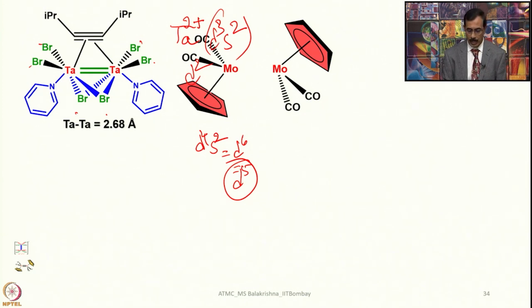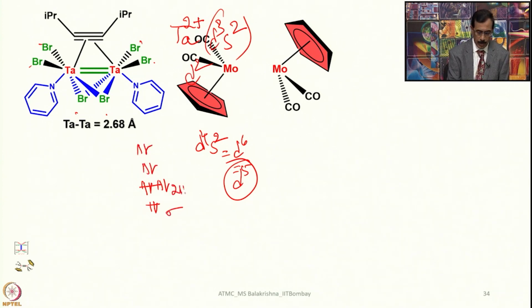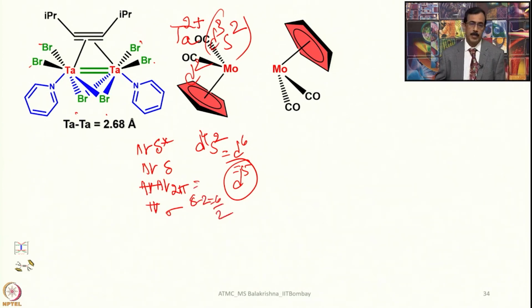It is d8. So if you put here 2 electrons, 4 electrons here, and then 2 electrons here and 2 electrons here. So this is sigma, 2 pi, and then delta, delta star. So 10, 2, 4, 6, 8 minus 2, 6 by 2. So there should be a triple bond. Yes, there should be a triple bond. Okay, so triple bond is there. So now you go to this one here.